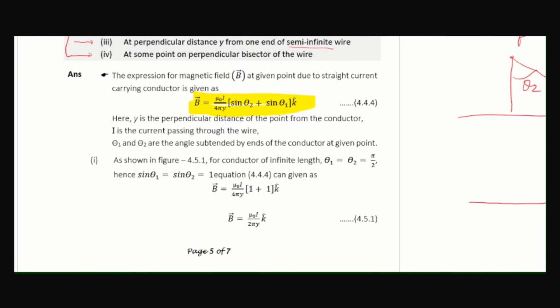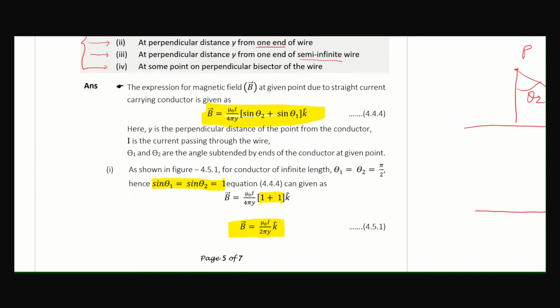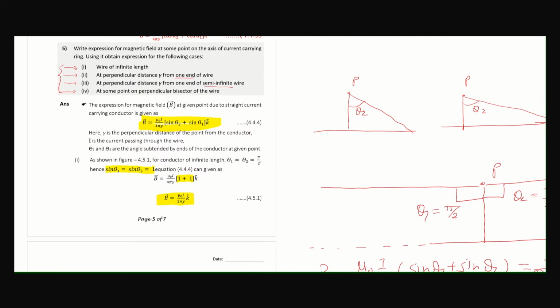This is the expression for magnetic field due to a wire of infinite length. Look at this: when you have infinite length, sine theta 1 will be 1, sine theta 2 will also be 1, and hence you will have 1 plus 1 in this bracket, and this is what we get. So this is the expression for the magnetic field at a given point due to a wire of infinite length. Let us go to the next one.